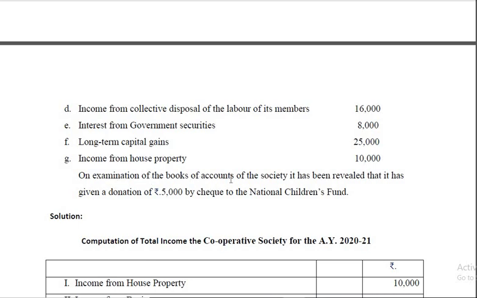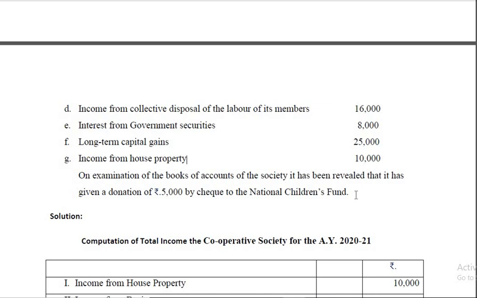On examination of the books of accounts of the society, it has been revealed that it has given a donation of 5,000 by check to the National Children's Fund. So the donation to the National Children's Fund will come under no limit donations. Actually, there are 4 categories. One is no limit donations, and 100% deduction is available on that.